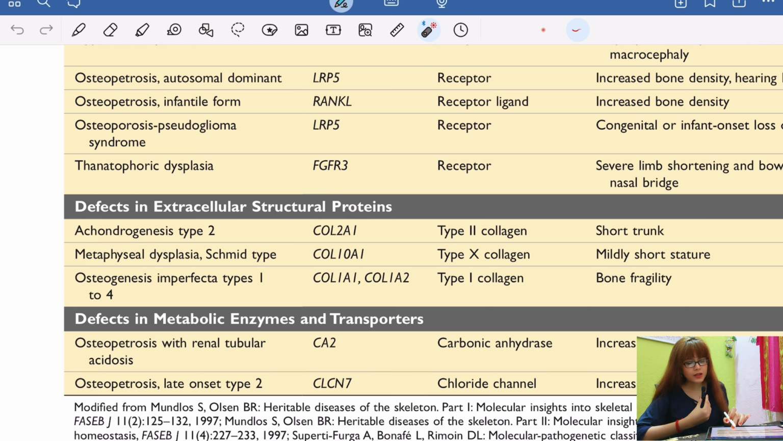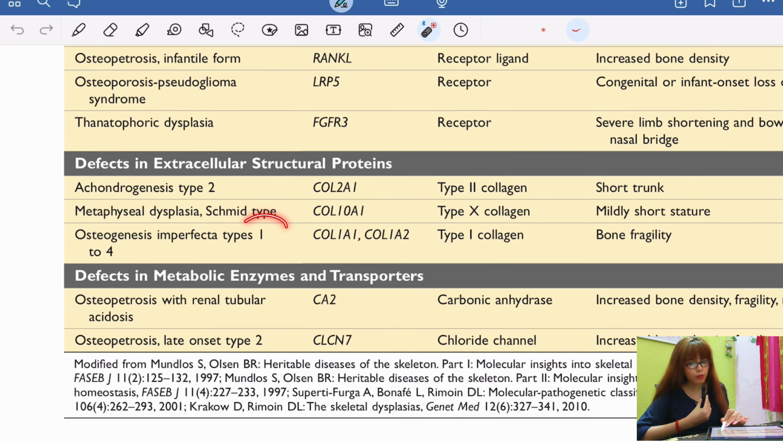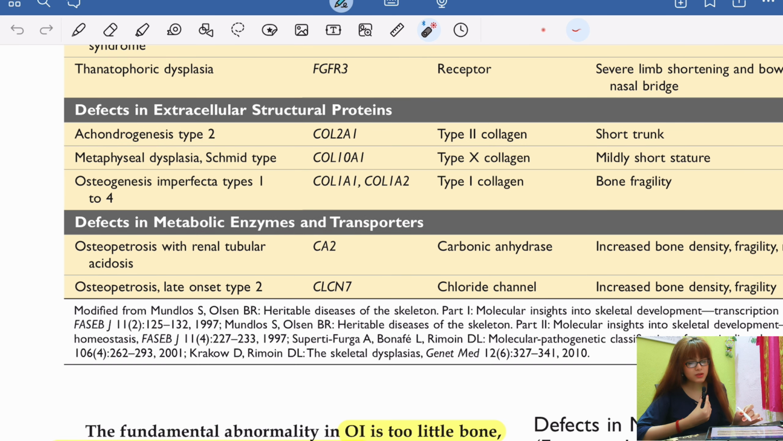COL2A1, then osteogenesis imperfecta type 1 to 4. In all of these you have COL1A1 and COL1A2, which means collagen 1 is getting affected here, as you can see. So which collagen is affected in which disease is important, and based on that the genes are named.